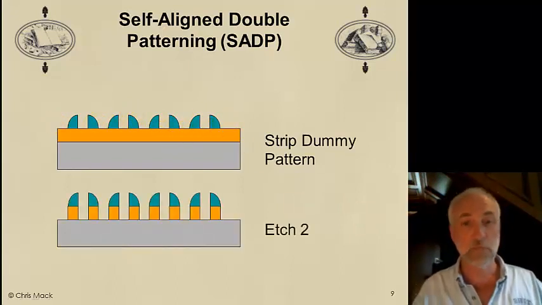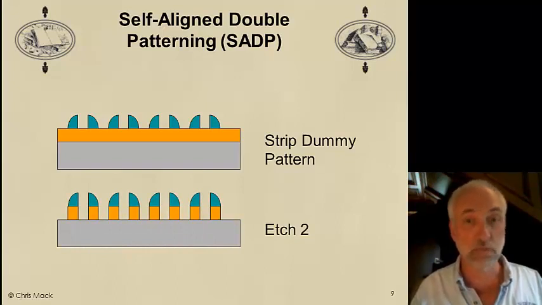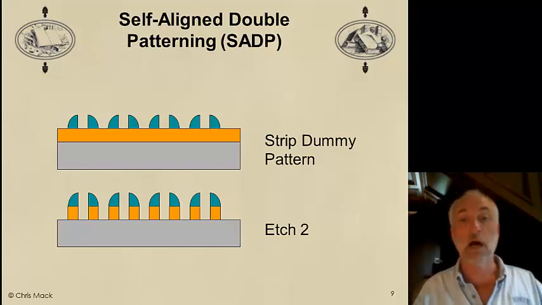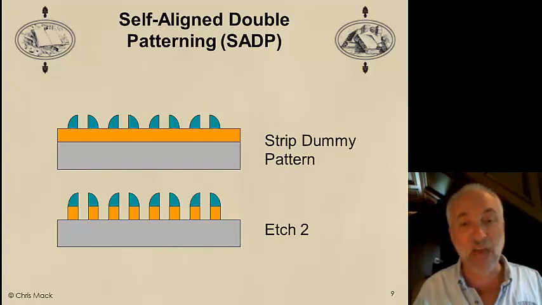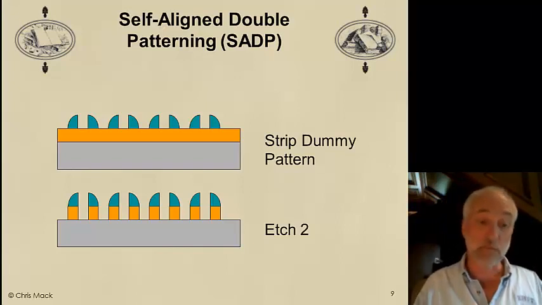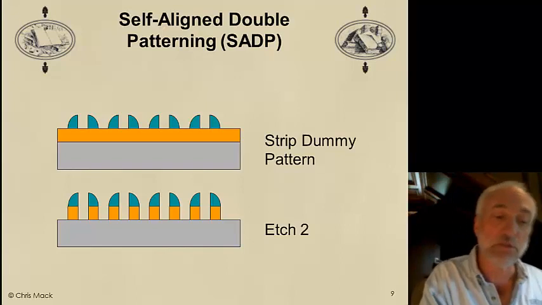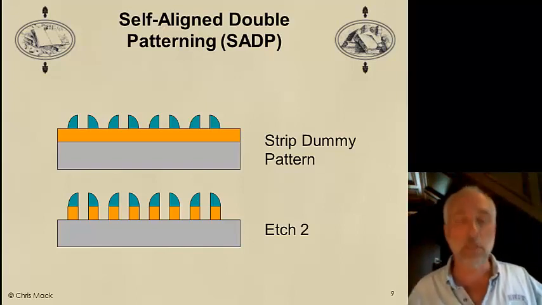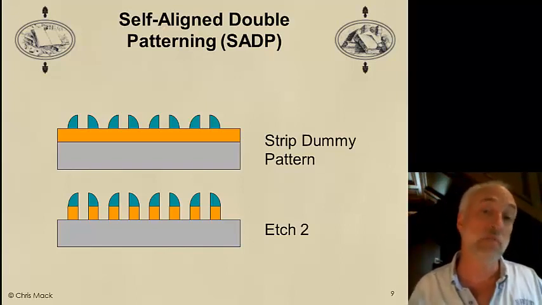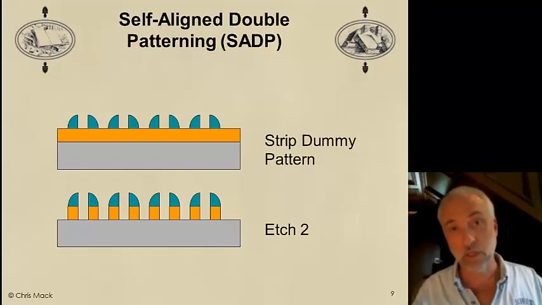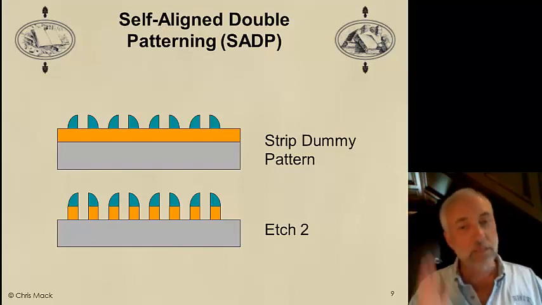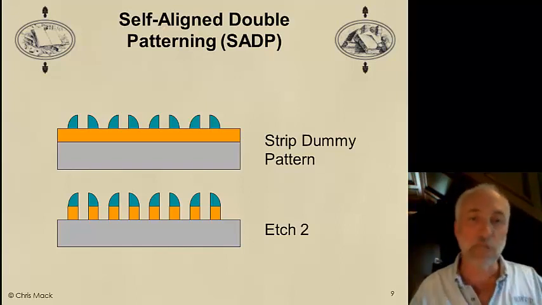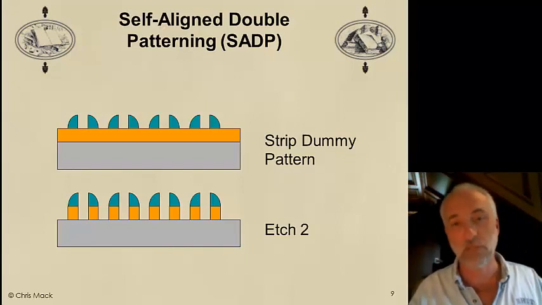If I then use these sidewalls as an etching mask to etch into the underlying layer, I have now a pattern with a pitch of half of what it was before. So like before, if I print at the minimum pitch of, say, 80 nanometers, the result is a pattern with a pitch of about 40 nanometers. This is called the self-aligned double patterning. It's self-aligned because every sidewall is self-aligned to its neighboring or partner sidewall on the other side.